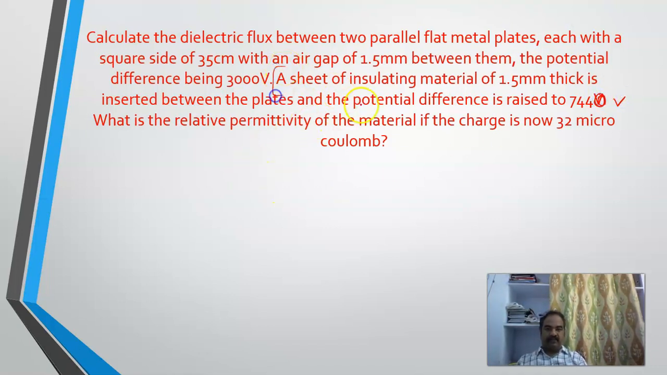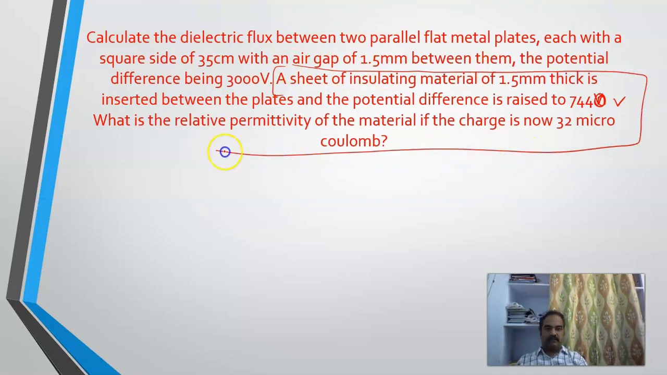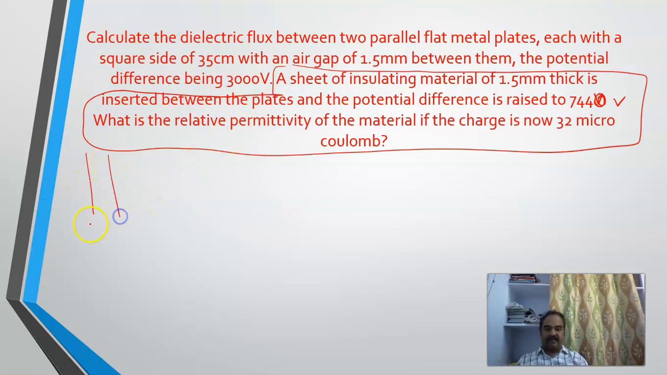Now coming to the second problem, I'll take this. Now a sheet of insulating material is inserted between the plates. See, the plates earlier had 1.5 mm thickness, separation. Now this entire medium 1.5 mm, he is saying very clearly, it is not a combination of air and this material. Complete gap is filled with insulating material. This makes our problem a little bit easier, right? Only one medium present now.